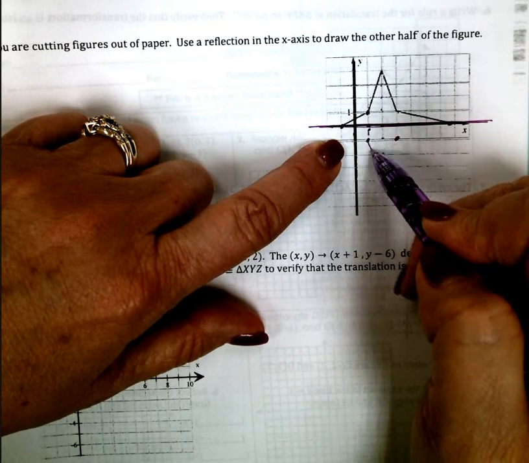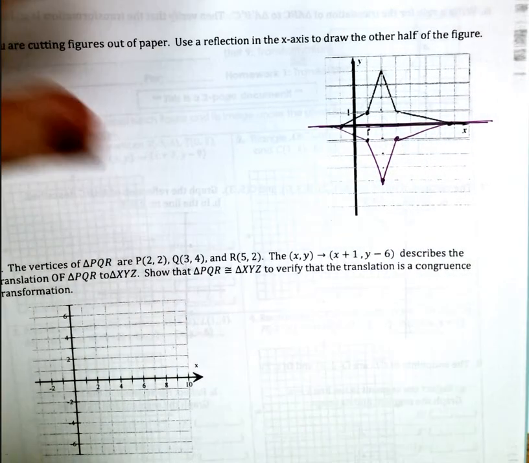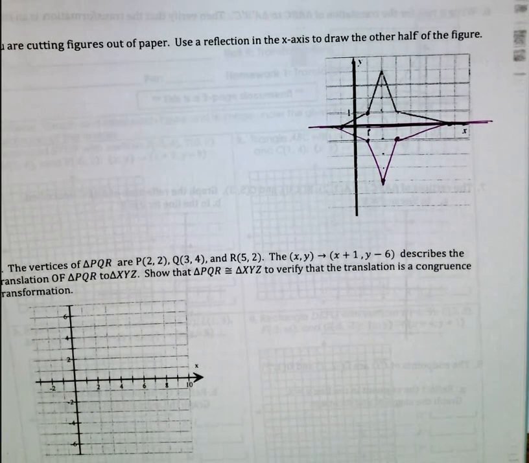So it's going to look kind of sketchy. I'm not a good artist, but that's okay. And there is my reflected image. It didn't ask for anything else, it just asked for the reflected image.